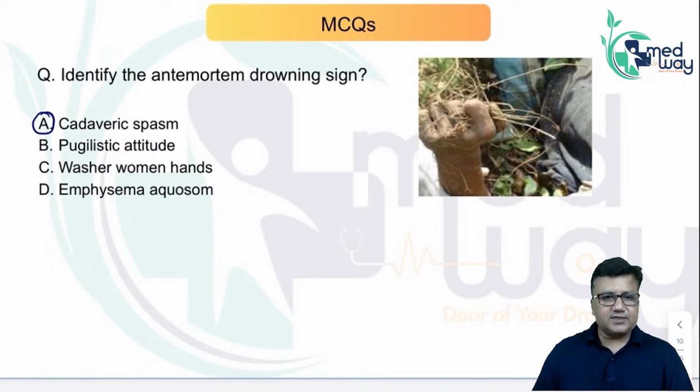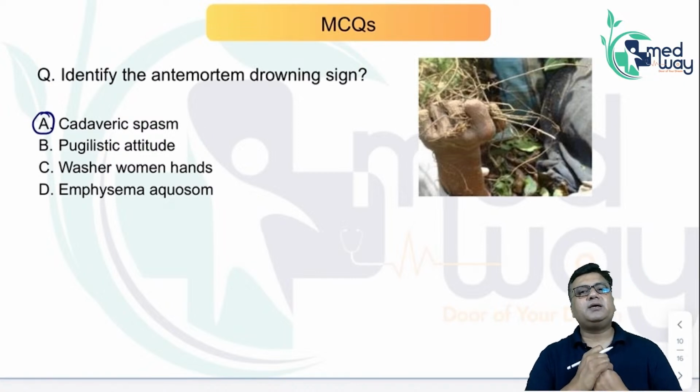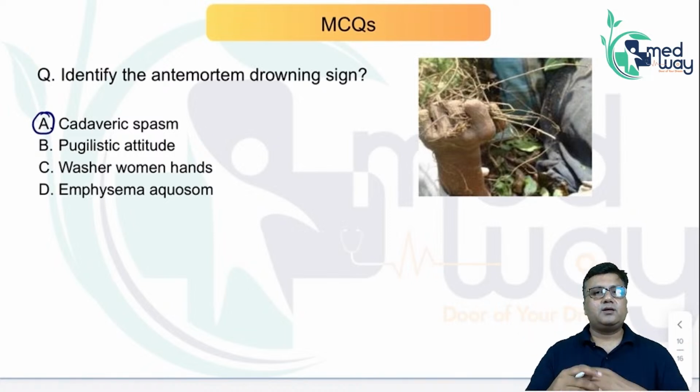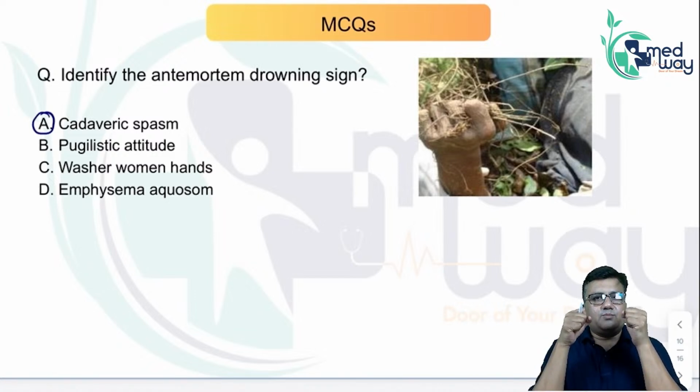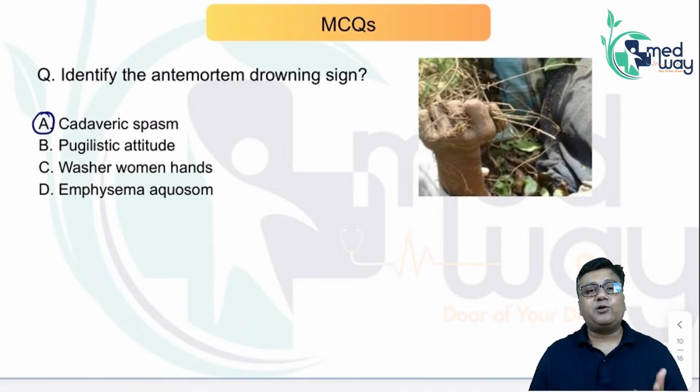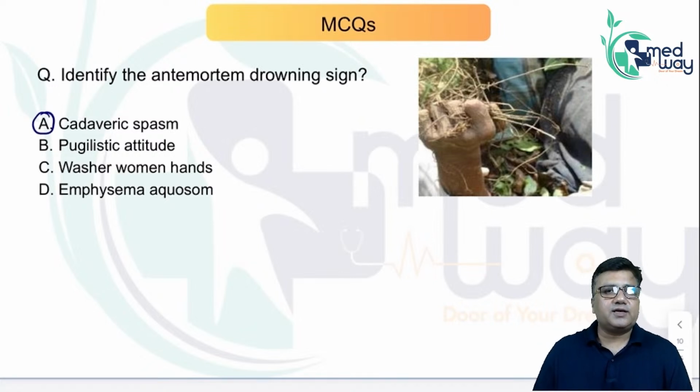Okay, pugilistic attitude, which is given in option B, is seen in 100% burns, where because of the burns, the proteins of the muscles coagulate, and the flexors being the heavier muscles, the body goes into an attitude of flexion. That is called pugilistic attitude.